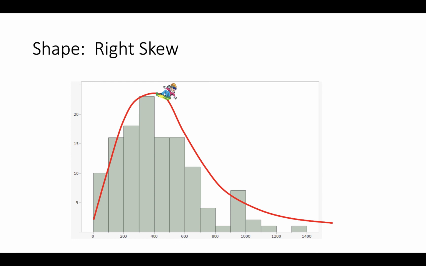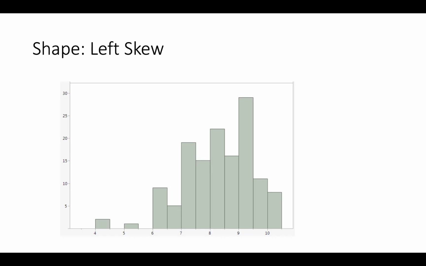Conversely, we also have something called left-skewed data, where in this case your data tends to veer off or tail off to the left. You can also talk about the severity of skewness, where in some instances you can have severely skewed data or you can have slightly skewed data, depending on how strong the tail off is.